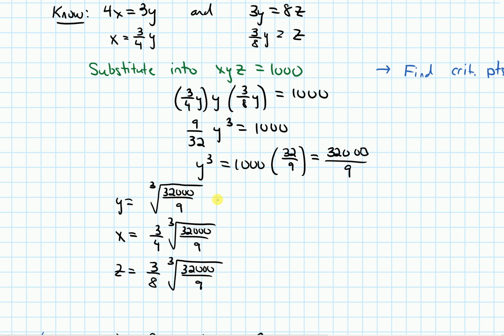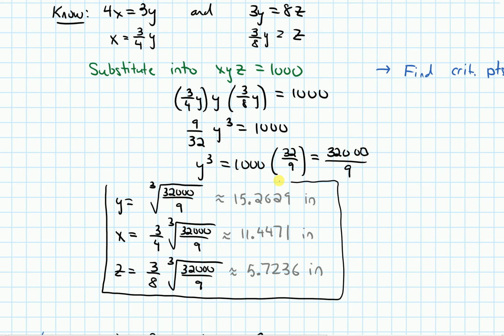plugging these into a calculator, we get y is about 15.2629. X is approximately 11.4471. And z is approximately 5.7236. And the units of length that we were using are inches. So those are the dimensions. And that's what part A of this question was asking us. So this was the answer to A.